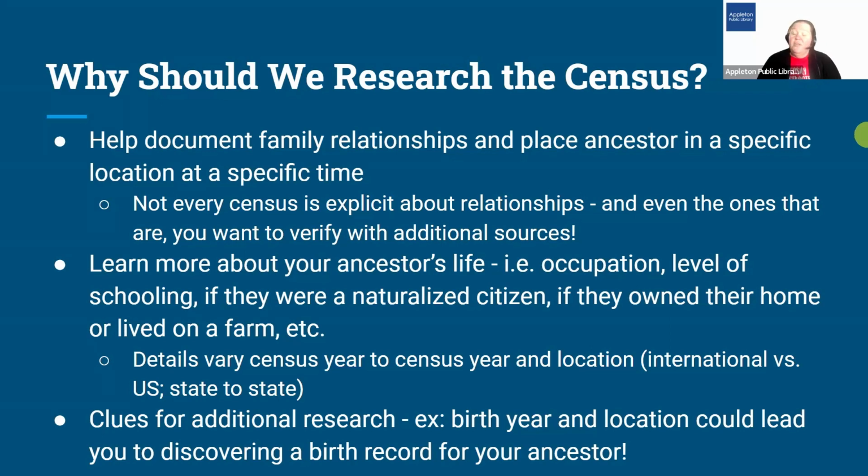The census can also give us some clues for additional research. For example, you could find a birth year and a birth location for one of your ancestors, which could then lead you to discovering a birth record for your ancestor. Remember, last month we talked about vital records and how birth, marriage, and death records are really important to our genealogy. Well, if you don't know when your ancestor was born, this is a great tool to look in the census to find an approximate birth year and location that could help you hopefully find an actual birth record for your ancestor.